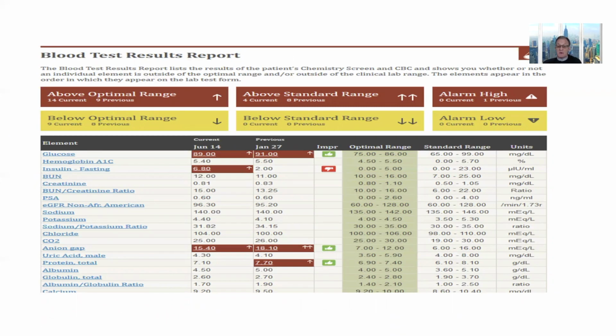And what's great about this report is we can start comparing results. So here, this was taken June 14th and this was taken January 27th. And so what happens is we start to compare these. So the insulin fasting, 6.8, 2.0. So that number got worse, right? It was 2.0, sorry, and now it's 6.8. And so the number got worse. So we give you the old Facebook thing, thumb up or thumb down, right?